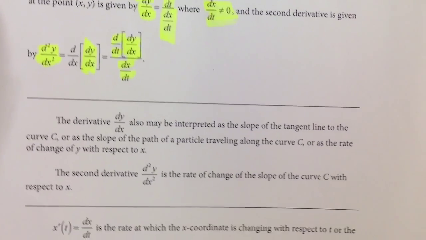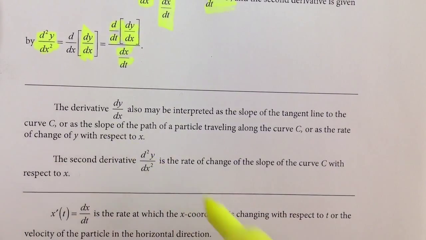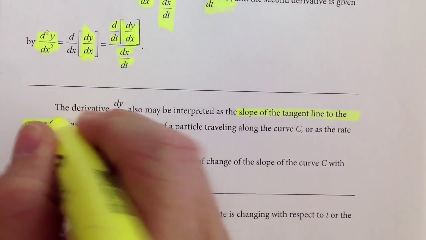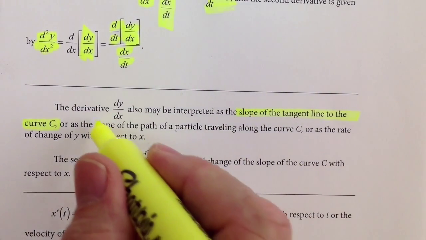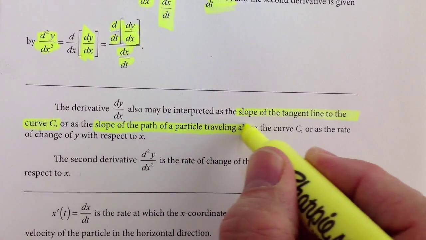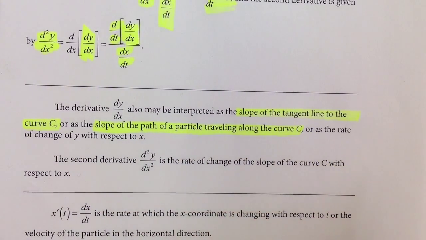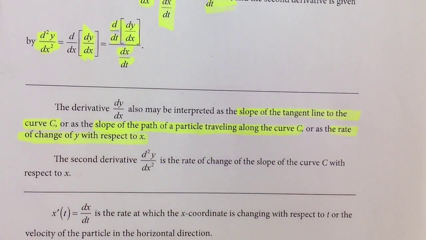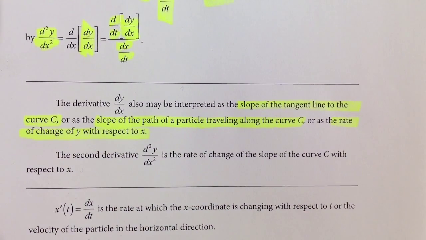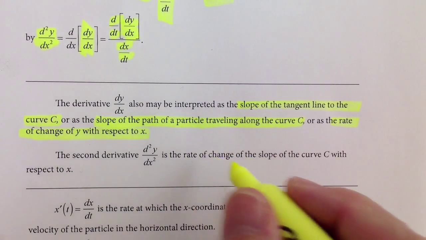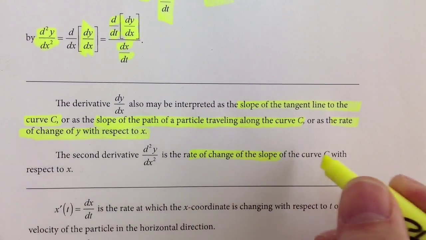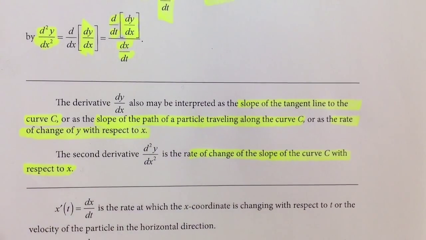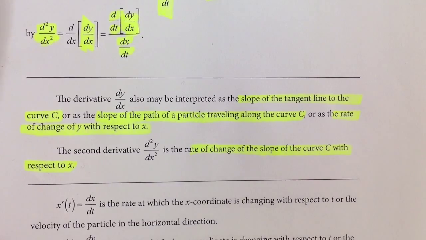We can also consider the derivative as the slope of the tangent line to the curve C, or the slope of the path of the particle traveling along curve C, or as the rate of change of y with respect to x. So this should be nothing new, and the second derivative is the rate of change of the slope of the curve with respect to x, so the rate at which the slope of the curve is changing.